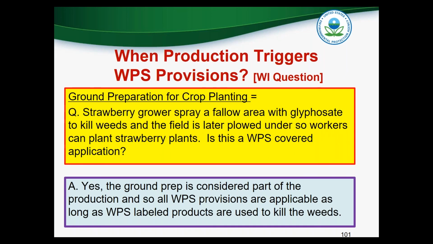This is from Wisconsin as well. Strawberry grower sprays a fallow area with glyphosate to kill the weeds, and the field is later plowed under so workers can plant the strawberry plants. Is this covered by WPS? The answer is yes. The ground prep is considered part of the production, and so all WPS provisions are applicable as long as WPS label products are used to kill the weed. Because remember, WPS doesn't kick in unless you're using a product that has the WPS reference statement on it.